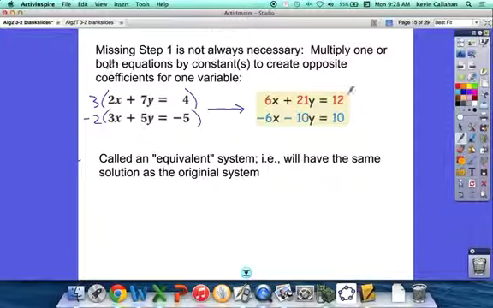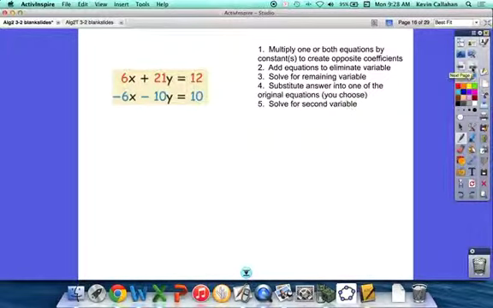Now, once you've got an equivalent system with opposite coefficients, you're going to solve it like we solved the first couple. Just add them up, eliminate a variable. Right? Add them up. The x's cancel. 21y minus 10y, 11y equals 22. Y equals 2.